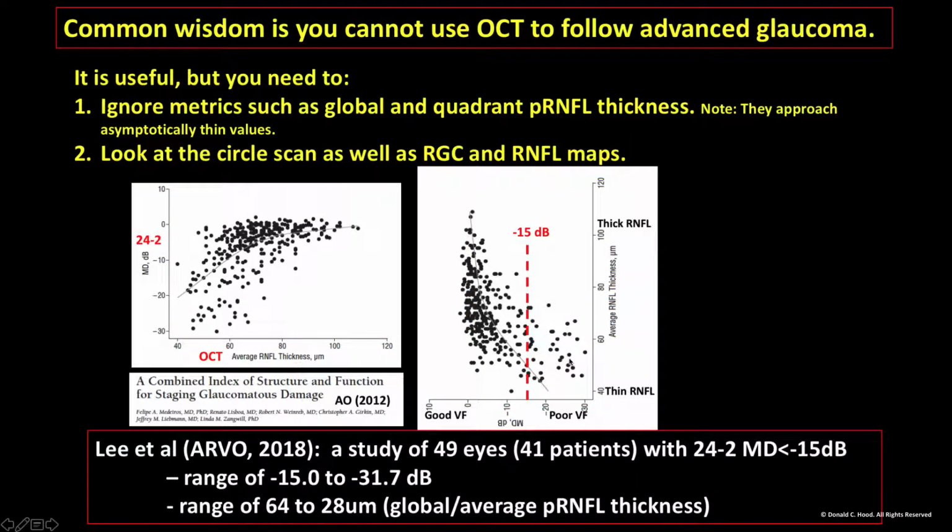That line was the mean. All right, so we have a study we're going to present at ARVO, where we now have a few more extra eyes. But for the first 49 here, this was the range of mean deviations. So we were in this range here. And this was the range of global thickness. So we're in this range here. So all our eyes are in this range right about like that.